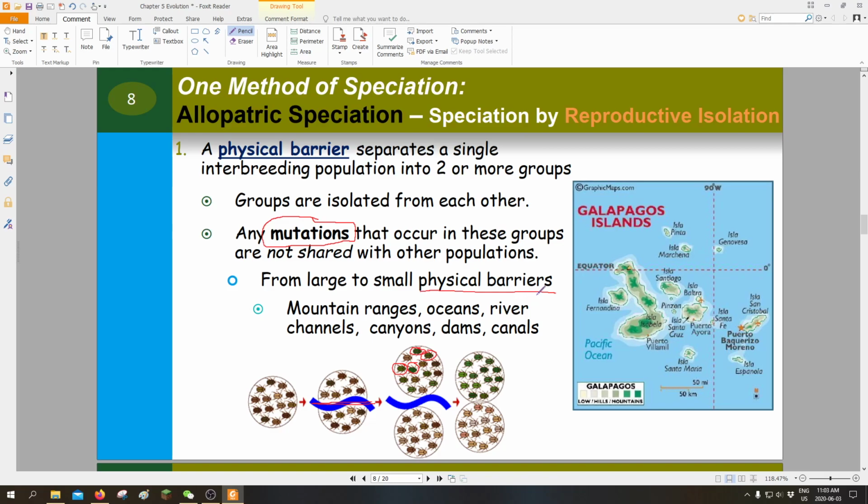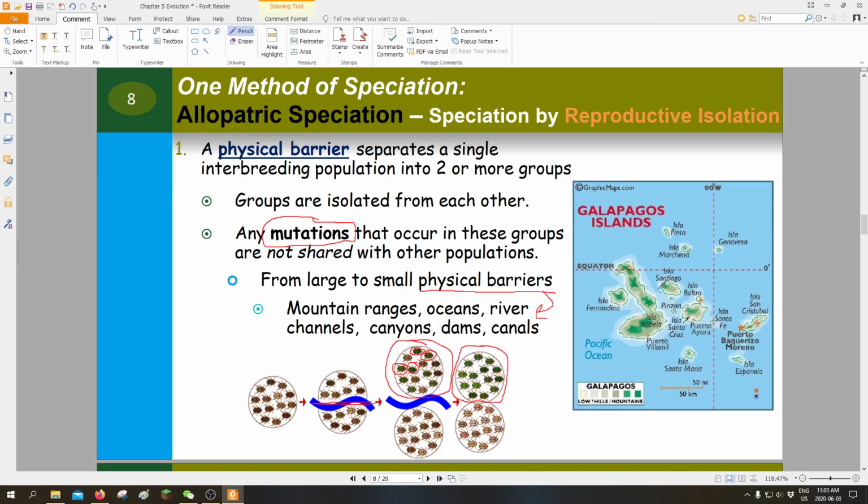These physical barriers can be mountain ranges, oceans, river channels, canyons, dams, canals, etc. Once these mutations happen in one population, they're just going to stay in that population and spread within that one population as these individuals breed more and more with each other. Then, after a while, what happens? Over time, those mutations are going to be spread out, and the entire population will get parts of those mutations.